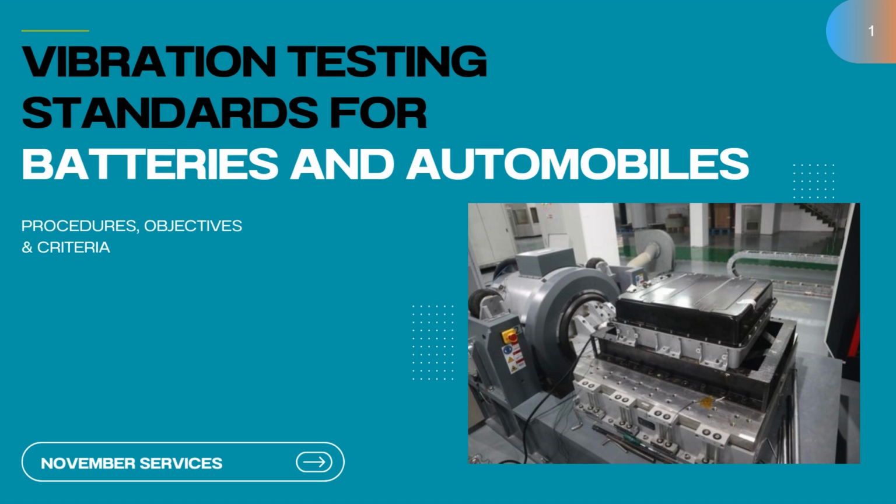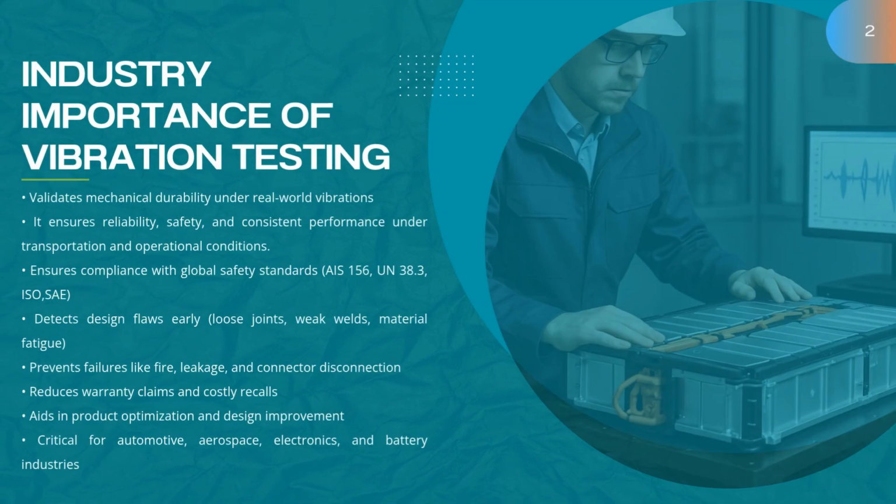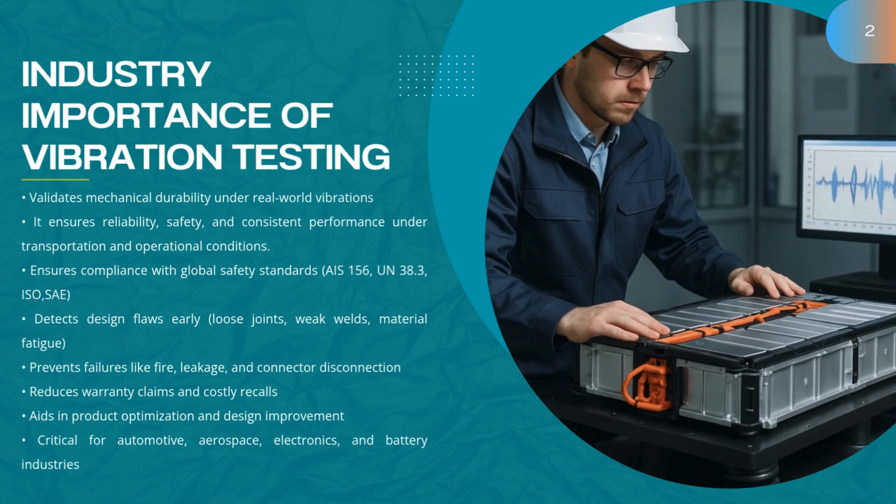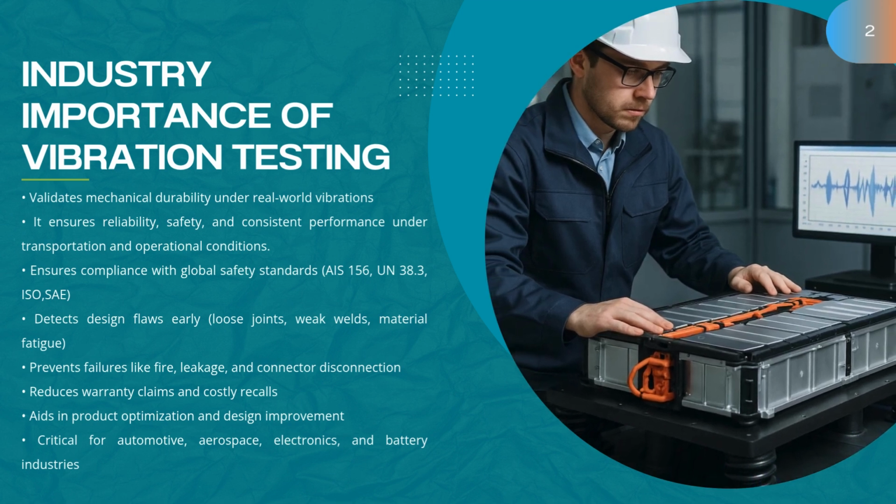It involves placing the device under test, DUT, on a vibration shaker, which generates precise motion, typically sinusoidal, random, or shock, to mimic real-world stresses like transport, operation, or environmental conditions. Let's take a moment to understand why vibration testing is so crucial across industries. This slide highlights why vibration testing is essential across industries.